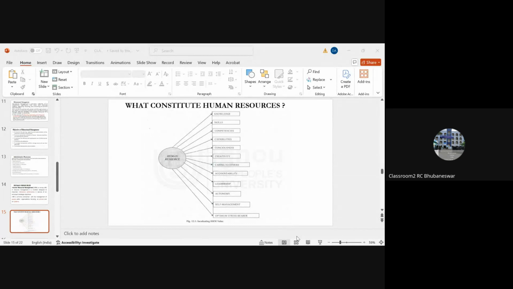Yes, all the characteristics should be possessed by a human. A human must acquire knowledge or information, acquire skill, acquire competency, be capable enough to do, be conscious, be creative, be caring to others, be accountable, have leadership quality, get autonomy to work or perform, and be a self manager. Then the last one is what? Be a stress bearer. So when we possess all these qualities, we can say we are human resource.